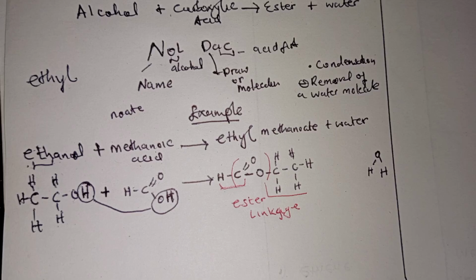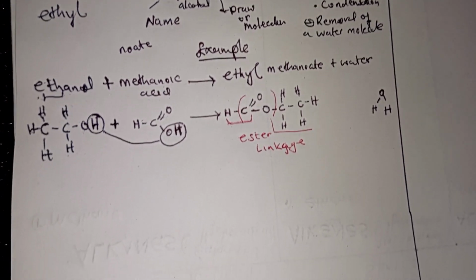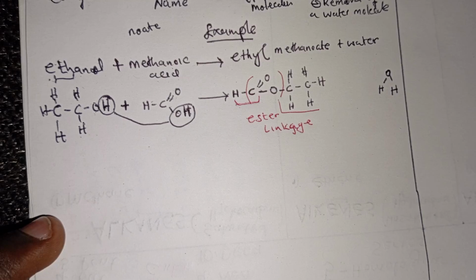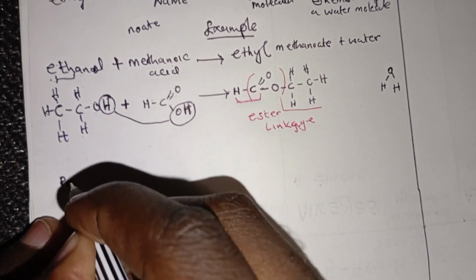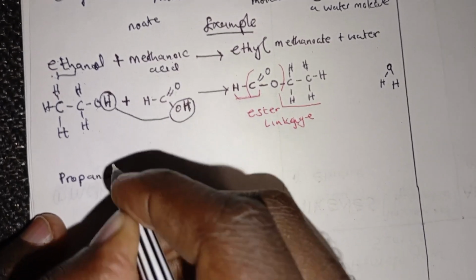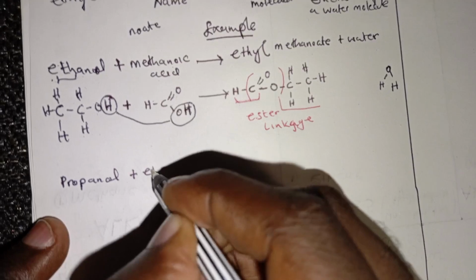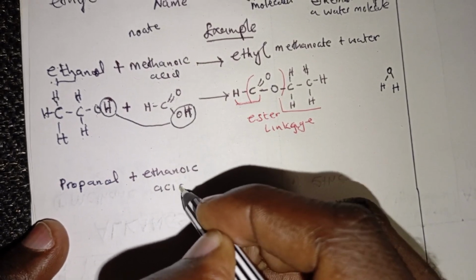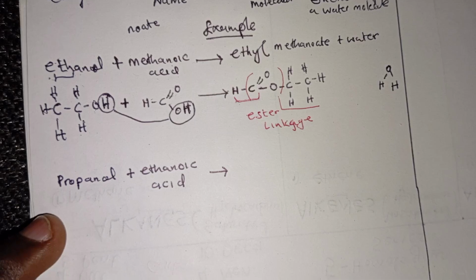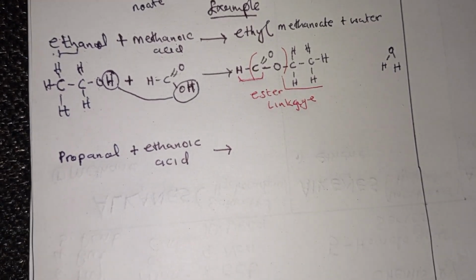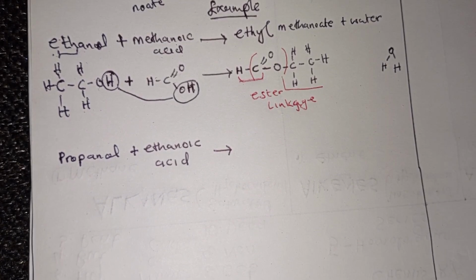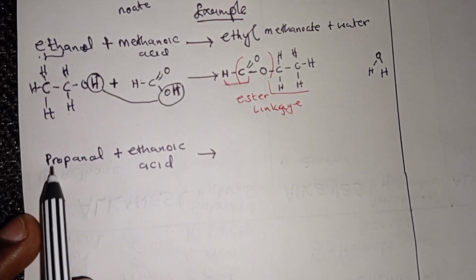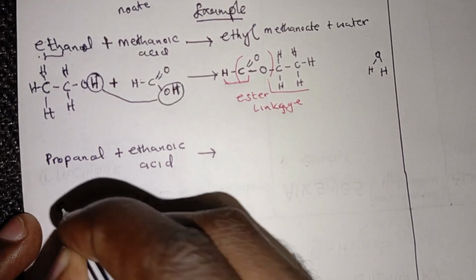Let's do one more example. Let's say the next example, you have propanol plus ethanoic acid. Let's see what we get here. Propanol and ethanoic acid. Now, the structures, like I said, prop means 3 carbon atoms, so you write 3 carbon atoms.